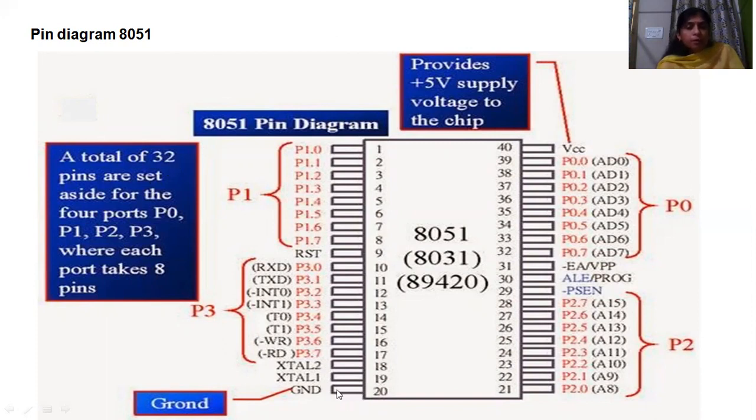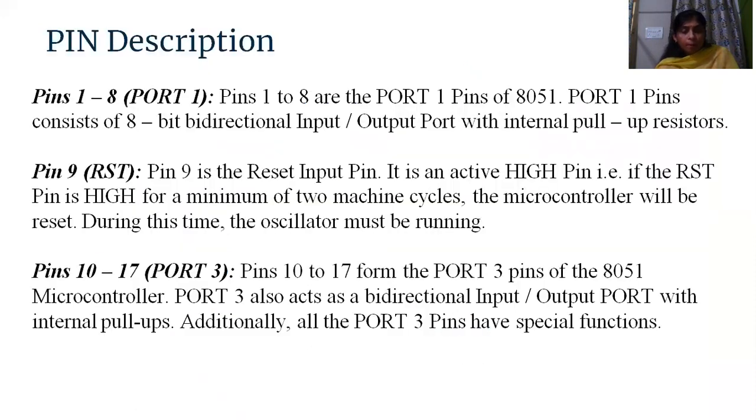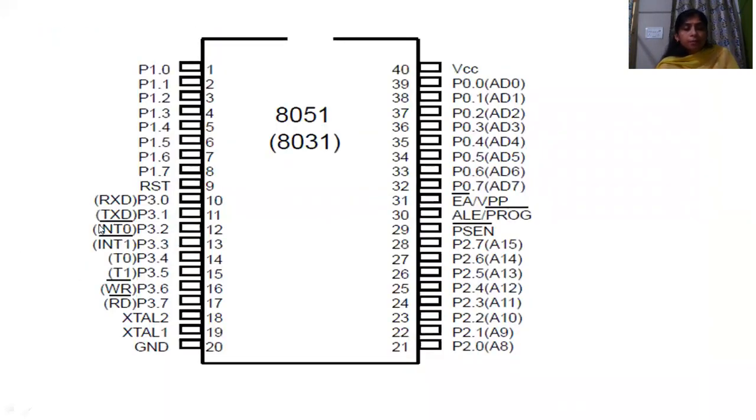Pin number 20 is the ground pin, and pin number 40 is for VCC supply, plus 5 volts. Port 1 is exclusively for input output purposes, but port 3 and others are for other functions also. And here the bar indicates, for example, INT 0, INT 1, read, write, these are active low pins. Also ALE address latch enable and VPP supply pins are marked.